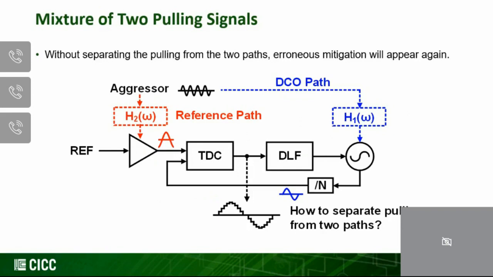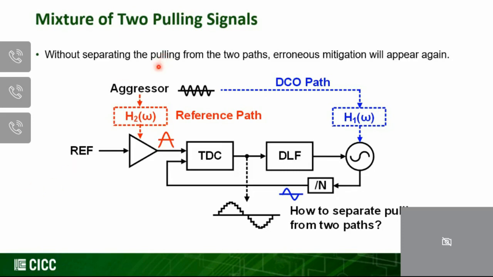Okay, so the goal here is that since we learned how to do this cancellation for the spurs, right? Doesn't matter externally or internally. Why don't we extend that to actually compensate for this pulling signal for the PLL? And note that this pulling signal can be a modulated signal. For example, the PA may be transmitting some OFDM signals, right? So that aggressor right now can be modulation signals.